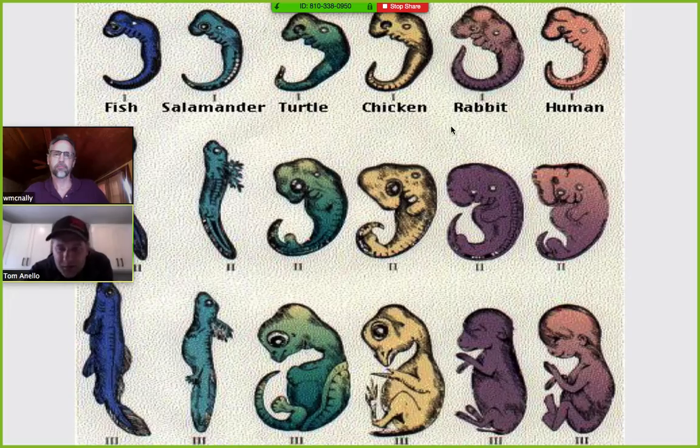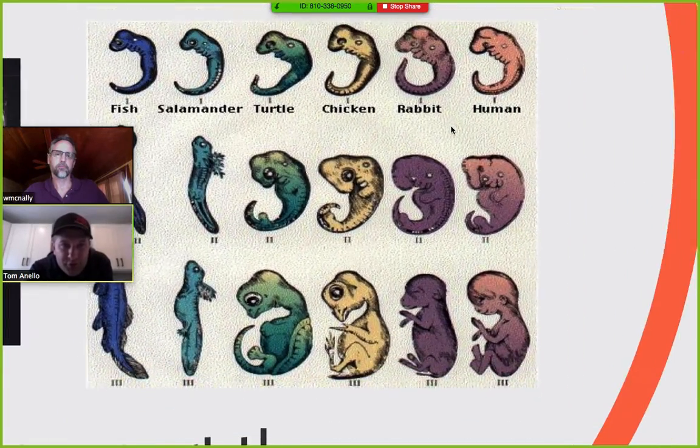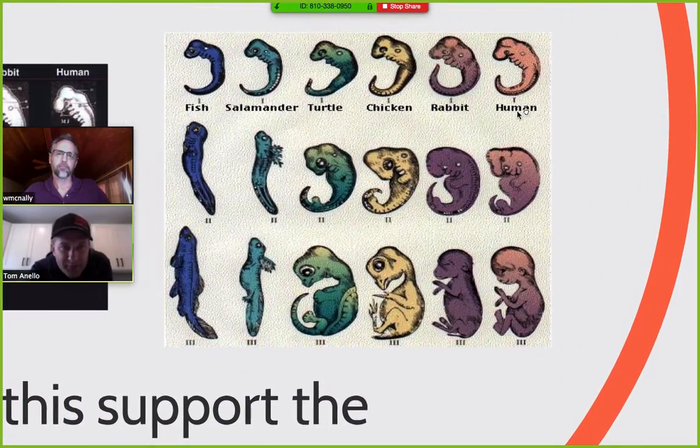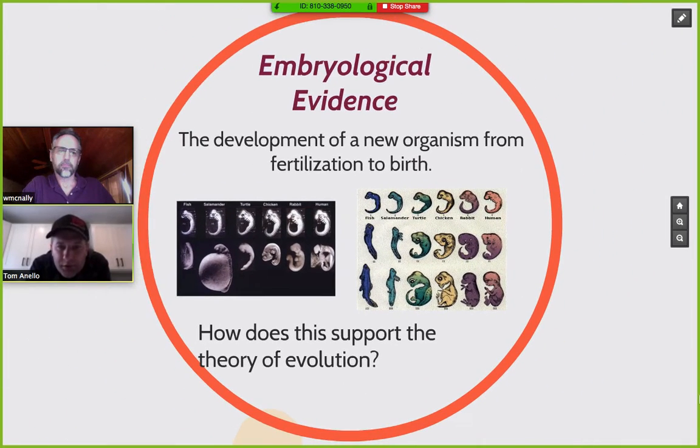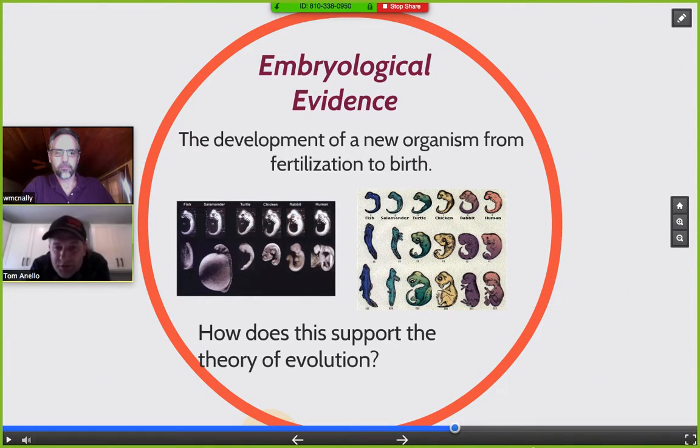And this kind of makes a lot of sense if you look at an evolutionary tree. A fish and a salamander, so fish and amphibians, are very closely related. And then reptiles and birds are very closely related. And if you look at theirs, they still look very similar in the bottom row. And then the rabbit and human, both being mammals, still look very similar during their late stages of embryonic development. So the longer the similarities exist, the more closely related the organisms are, and the more recently they share a common ancestor.